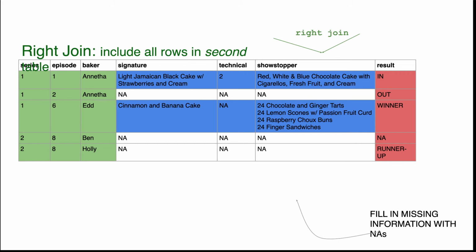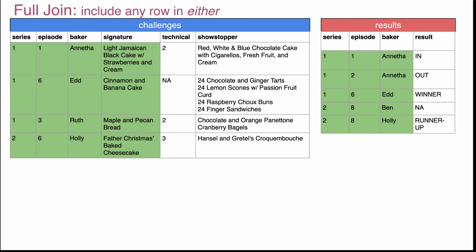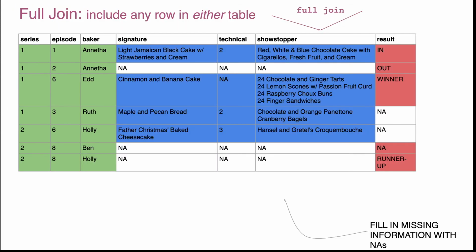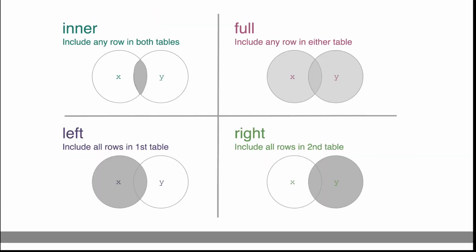So inner join, get everything that's in both. Left join, get everything that's in the left and fill in missing information with NAs. Right join, get everything that's on the right and fill in missing information with NAs. And the full join is everything, everything, everything. Okay? So you get NAs on both the left side and the right side. And it's essentially just smashing the two tables together. Okay? So it's the least useful thing in many ways.